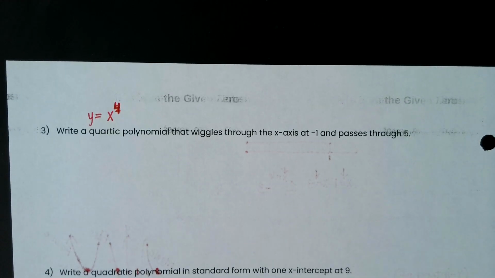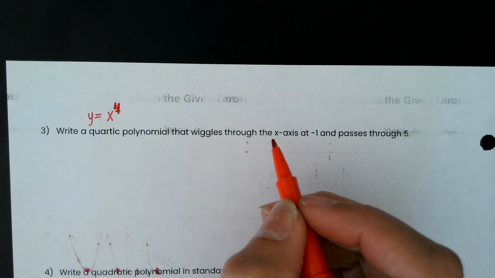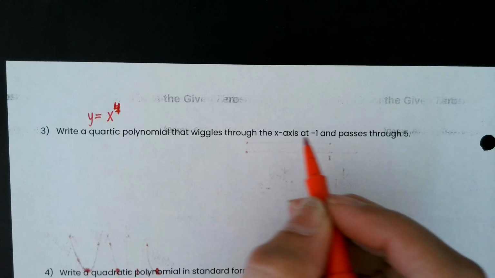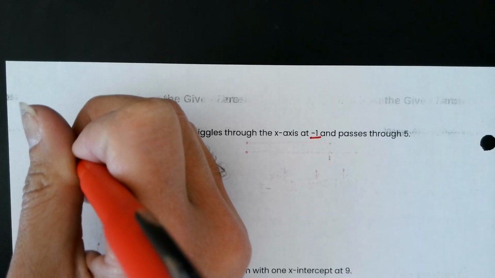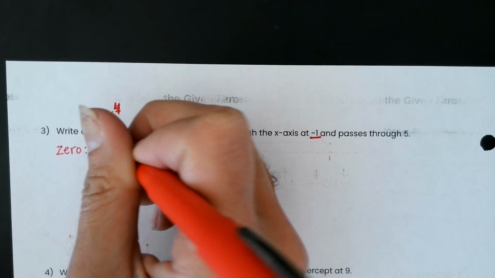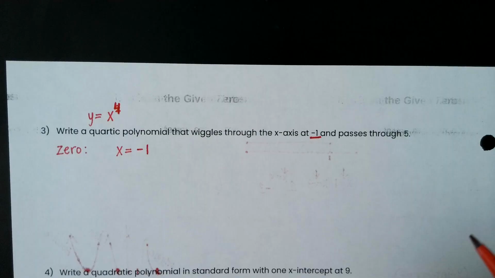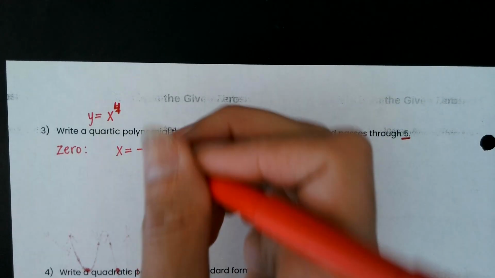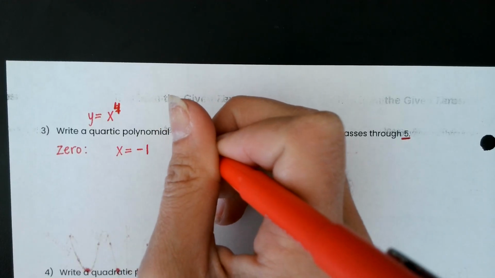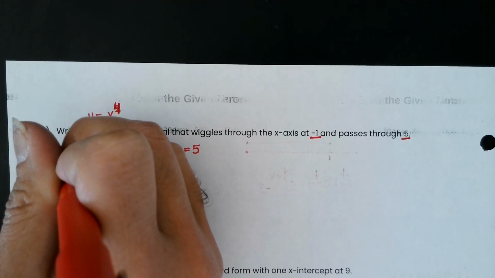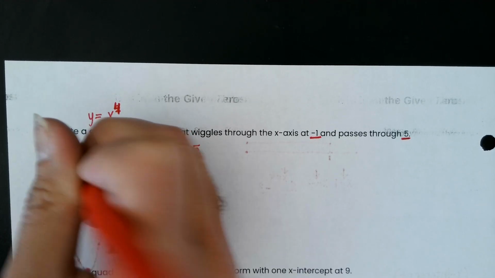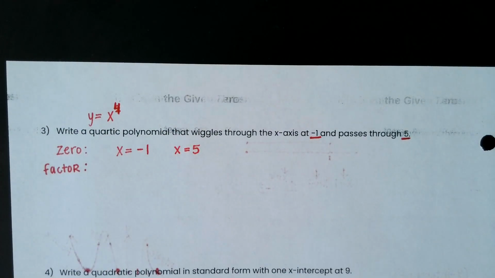Our first 0, if it passes through the x-axis, it's an x-intercept, and an x-intercept is the same thing as a 0. Our first 0 is going to be x equals -1. Our other 0 is going to be x equals +5.